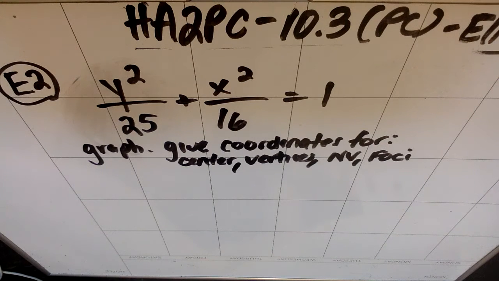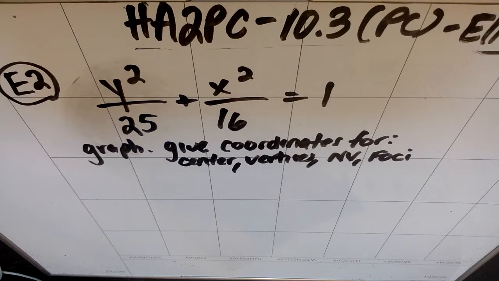Honors Algebra 2 Pre-Calculus. We're doing 10.3 in Pre-Calc, which is ellipses. So in example 2, we're given an equation in standard form, y squared over 25 plus x squared over 16 equals 1. We're asked to graph it and then give the coordinates for all of those major points, the center, the vertices, the non-vertices, which is totally a Hoganism, and the foci.